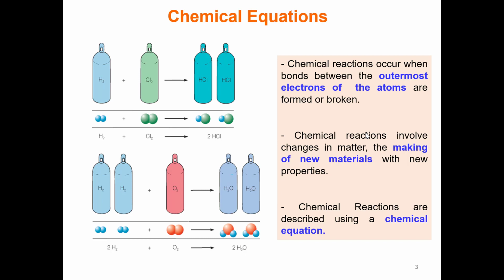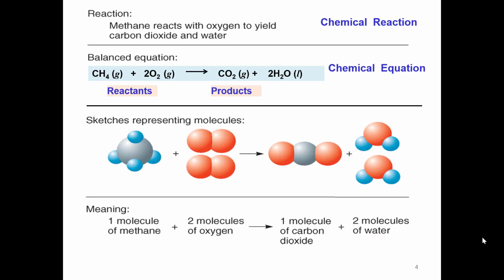So chemical reactions occur when the bonds between the outermost electrons of the atoms are formed or broken. Also, chemical reactions involve a change in matter. They make new materials with new properties. And we can describe chemical reactions using chemical equations. There are different ways to describe a chemical reaction. For example, we can use words. We can say, in this case, methane reacts with oxygen to yield carbon dioxide and water.